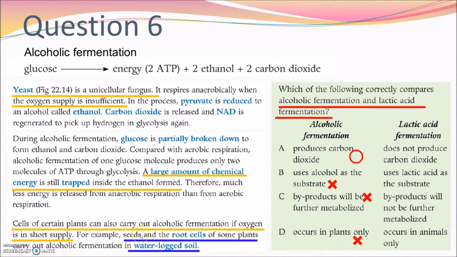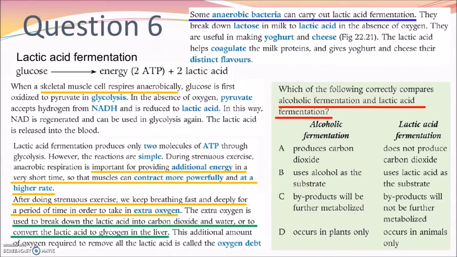But for the plant, I would like to highlight that the seed and the root cells of some plants, if they are in the waterlogged soil. Waterlogged soil means they are full of water, so much water. So that means the air, especially the oxygen level, is very, very low. So that's why the seed, that's why the root cells, they need to undergo the anaerobic respiration to get some energy.